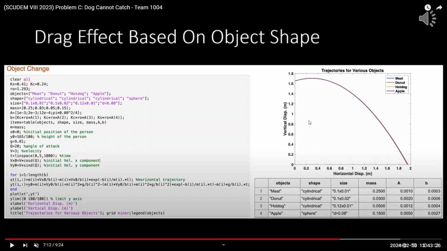This very last part is just us showing the different objects that could be thrown and their effects. As you can see over here on the side, the effects of the different objects, shape, mass, drag coefficients even, is very, very minimal on the path line. The path line stays pretty consistent, meaning that the object should fly pretty similarly.